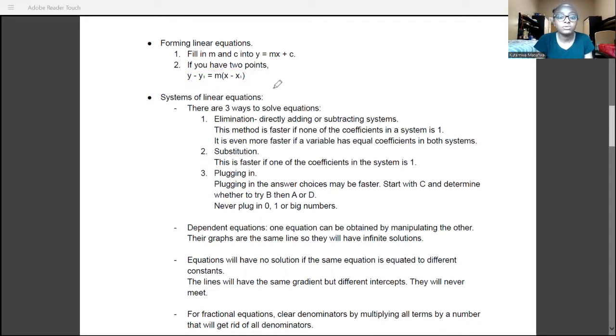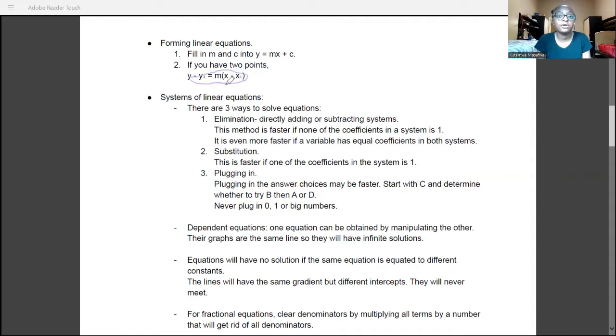m is equal to y2 minus y1 over x2 minus x1, except that you make 1 point your unknown x comma y, and then you cross multiply. So this is a formula that's very helpful if you have 2 points and you're trying to find the equation of the line. Okay, then you also meet systems of linear equations.